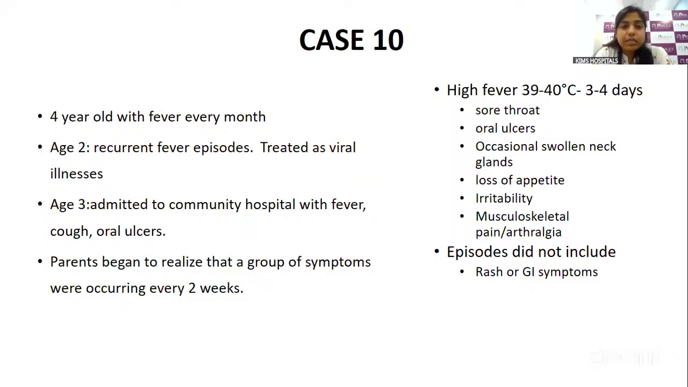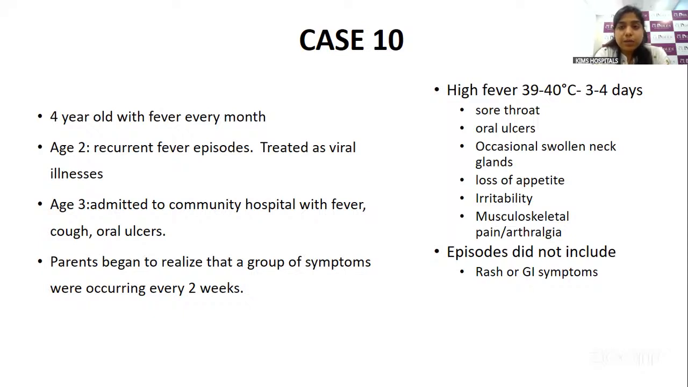Coming to the next case. This is a 4-year-old child with fever every month. At 2 years, he had recurrent fever episodes and it was treated as viral. At 3 years, again he presented with fever, cough, and oral ulcer, and the child was admitted. But the parents noticed that there is something abnormal: the child was having fever every 2 weeks.